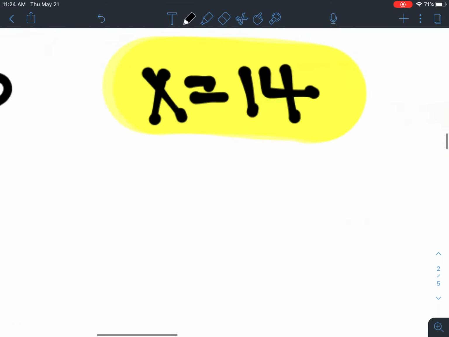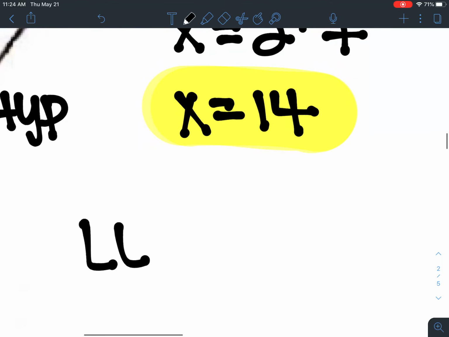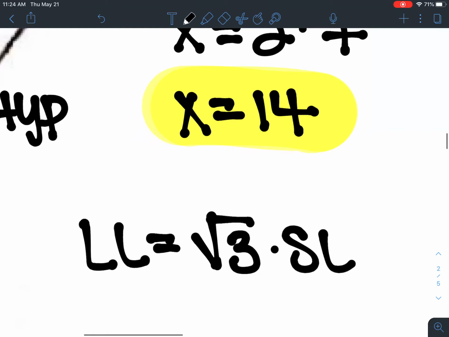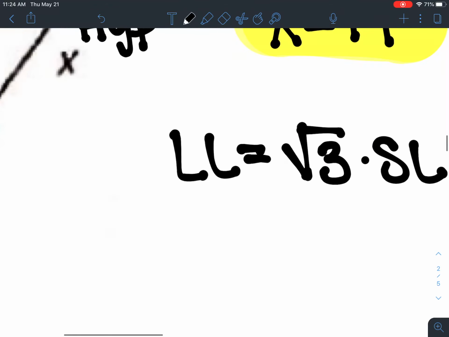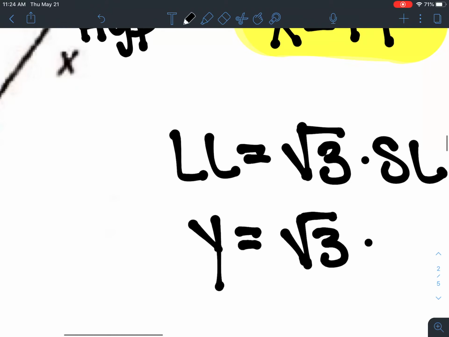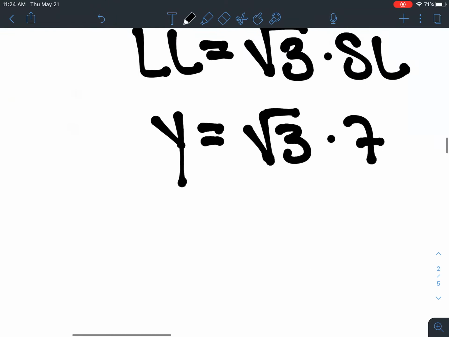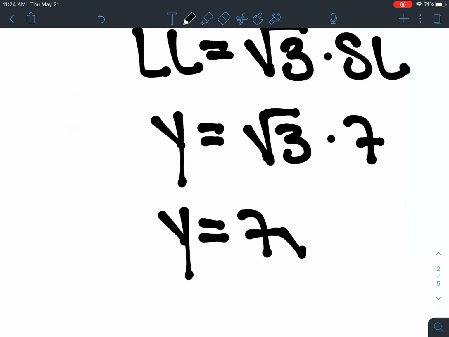Okay, let's find our long leg. Our long leg is equal to the square root of 3 times our short leg. So y is equal to the square root of 3 times our short leg, which is 7. And remember, I don't like it written that way. I like the 7 to come first. So y is equal to 7 times the square root of 3. And that's our final answer.